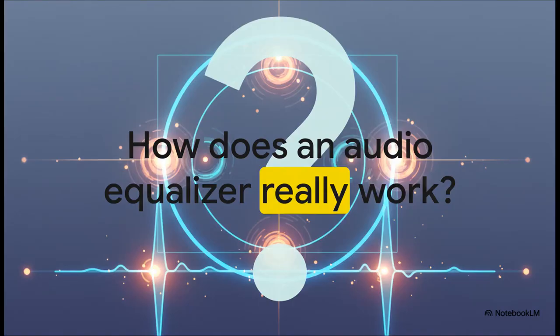And it all kicks off with a super familiar question. Think about the equalizer on your phone or in your car. You see all those little sliders, right? You know that sliding one up makes the bass thump, but how? How does it really work? How does a computer program know how to find just that one frequency and crank it up or down?